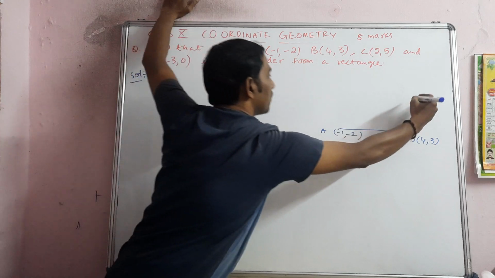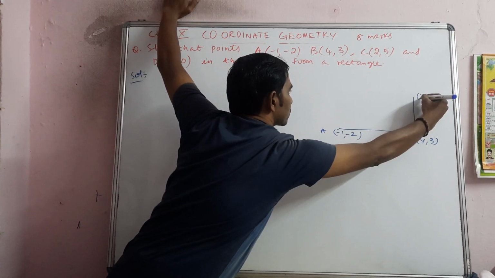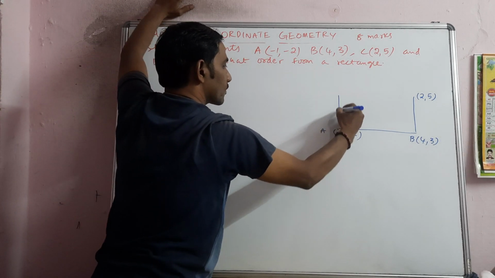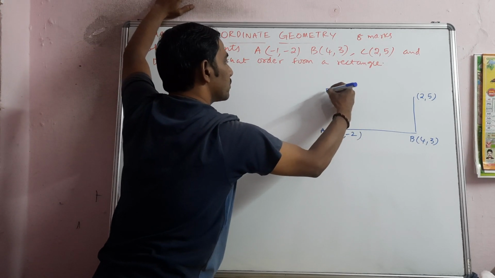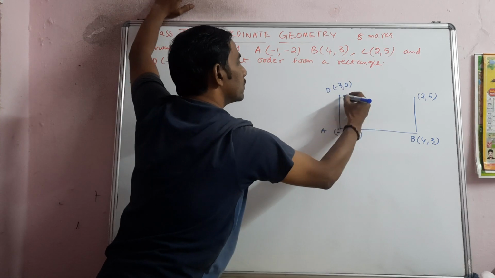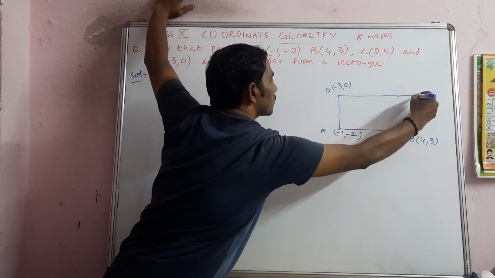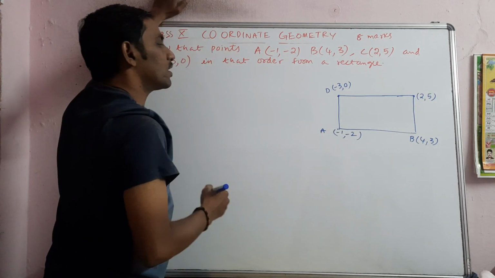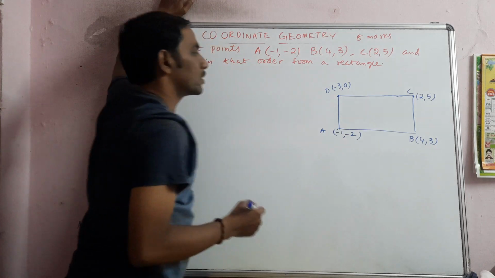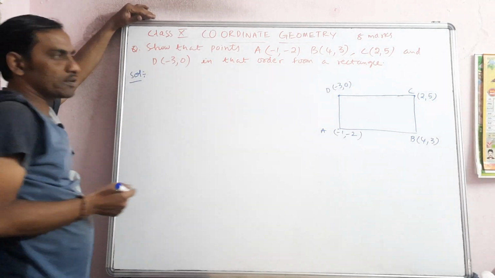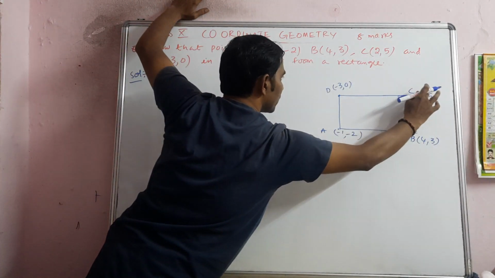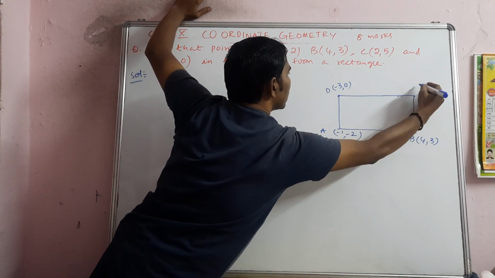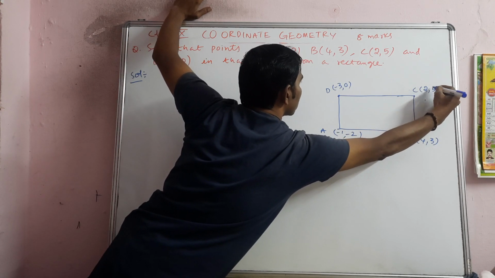Now C is (2, 5), and D is (-3, 0). Anyhow they are giving 4 points. Let us draw (2, 5) a little uphill, so that you can see it clearly.